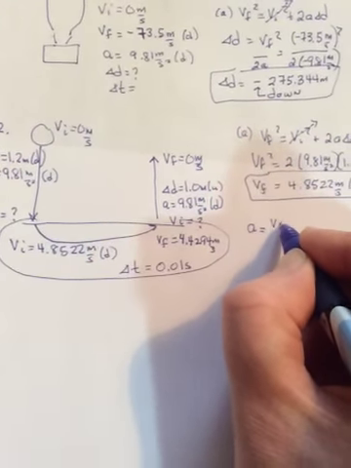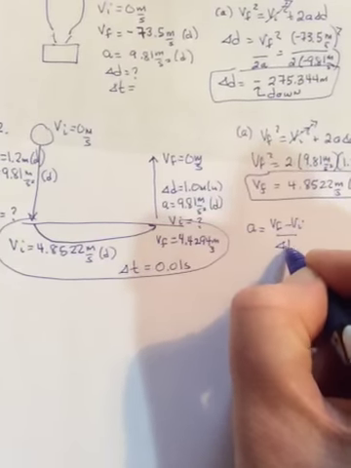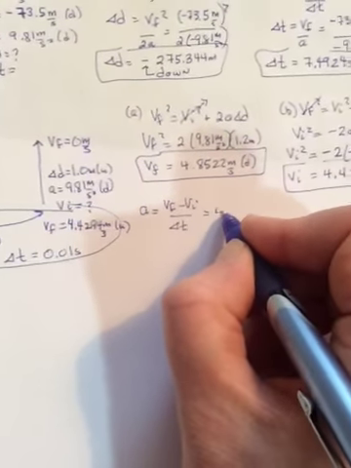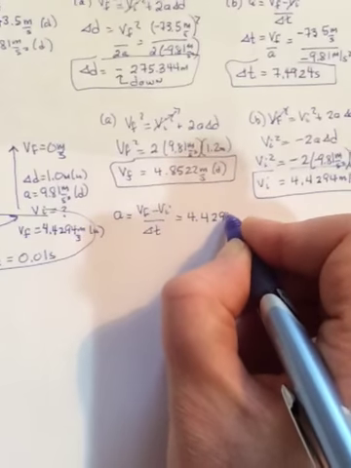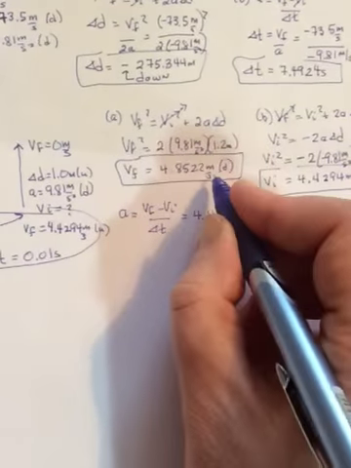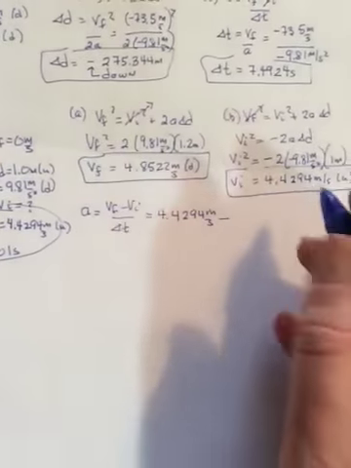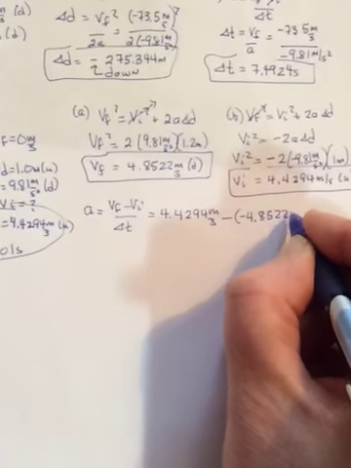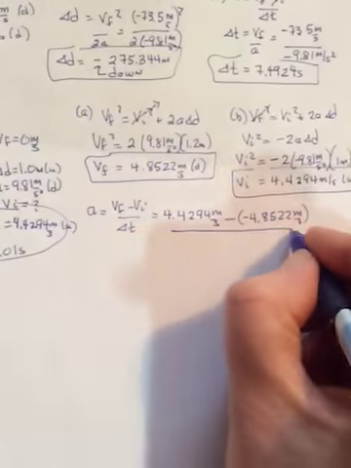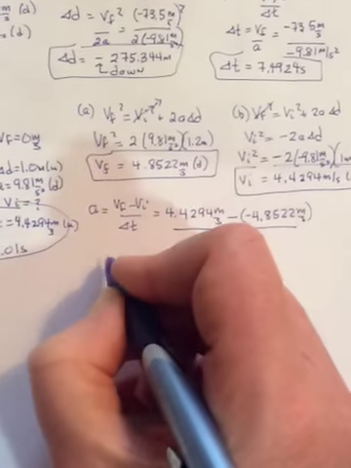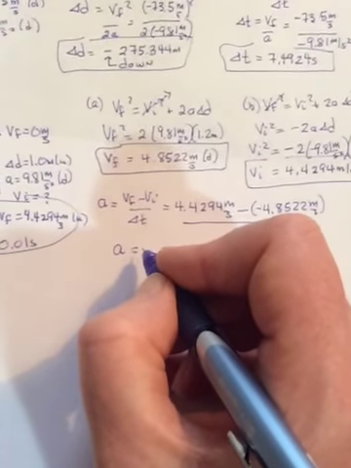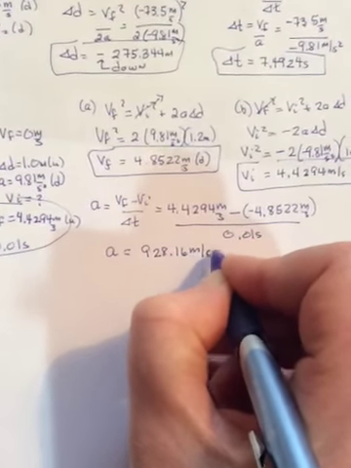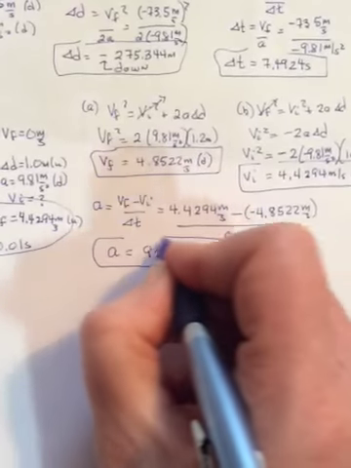So we would just use A is equal to VF minus VI over delta T, where the VF is up, so it goes in as a positive, 4.4294 meters per second, minus the VI is down, so it goes in as negative 4.8522 meters per second, and then it gets divided by 0.01 of a second. Okay? And if you didn't round too much there, you get 298.16 meters per second squared, which is a huge acceleration.